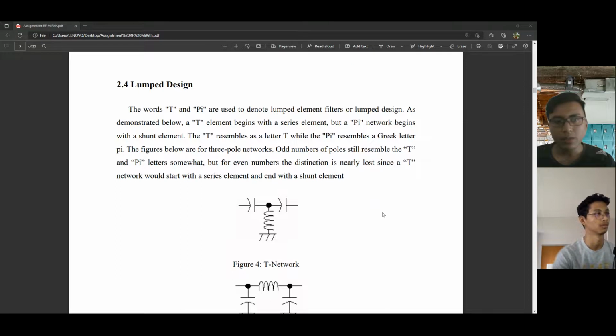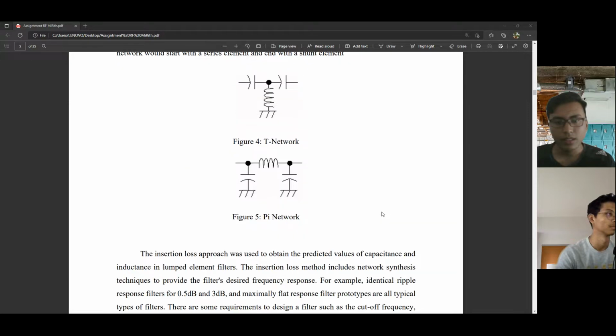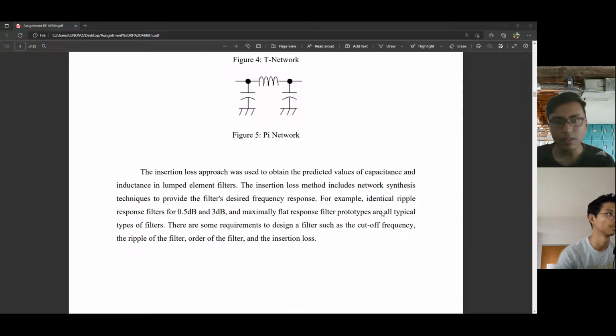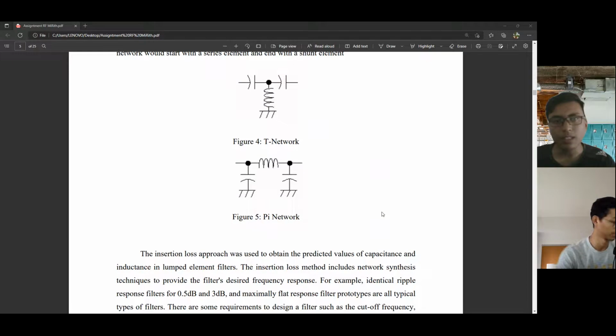The figure below shows for the three-pole network, all odd numbers of poles still resemble the T and pi letter somehow. But for even numbers, the distribution is nearly lost. A T network would start with a series element and end with a shunt element. Okay, first start with figure 4, the T network, and figure 5 with pi networks.